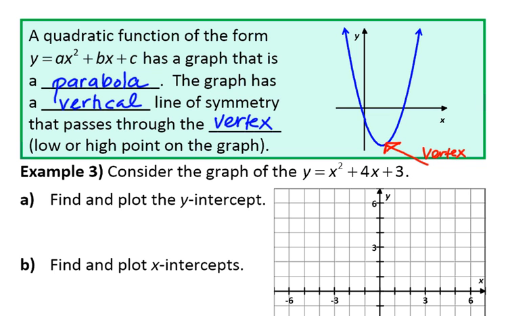The axis of symmetry comes right down the middle, crossing through that vertex, and splits that parabola in half, where it's the same distance to the right as it is to the left. So this is our axis of symmetry right here.